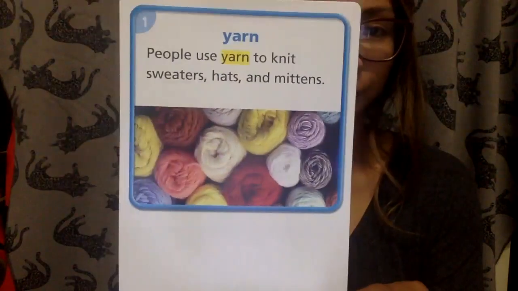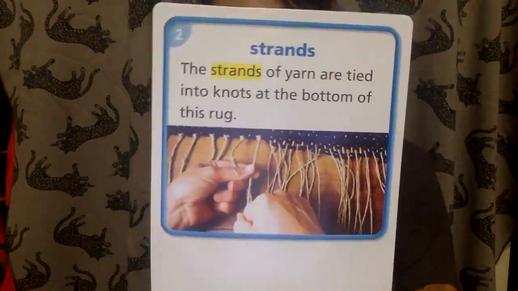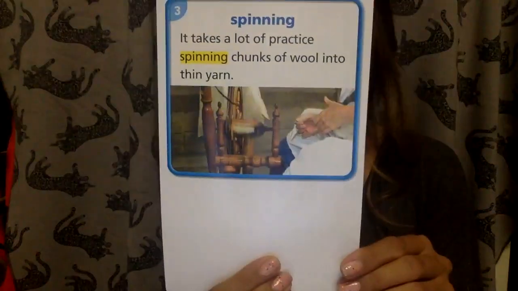So let's review them. We have yarn, which is a thick thread made of cotton or wool. We have strands, which are the single pieces of thread. We have spinning, where you're twisting together material to make yarn.